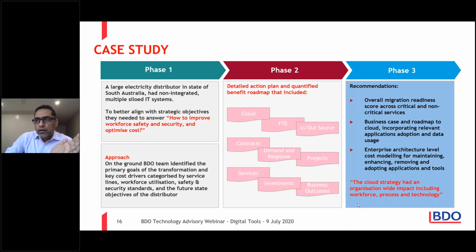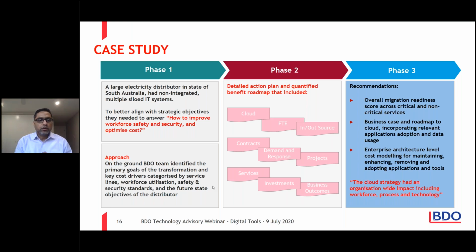A lot of the concepts that we covered in this webinar, we wanted to bring them all together in the form of a case study that we worked on with our client to take them through that same journey. So this is a large electricity distributor in South Australia. When they were considering what's the best way for them to look at workforce safety, security, and optimize cost, they went through a structured approach in looking at what are the things that need to come together to deliver the outcome that they were looking at.